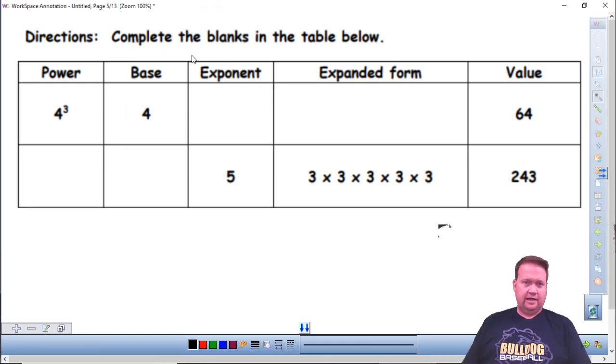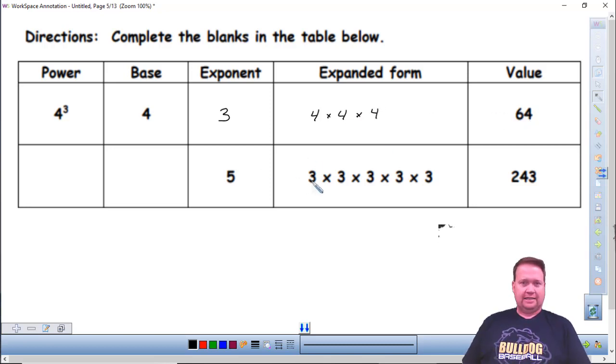Now in the lesson, you have a few examples. I'm going to do the first couple of them for you just to show you what you're doing. This whole thing together is called the power. The base is the little number underneath, so we're identifying the base as a 4. The exponent is a 3. And if I want to write it in expanded form, that just means we're going to multiply 4 times itself 3 times. And 4 times 4 times 4 is 64.